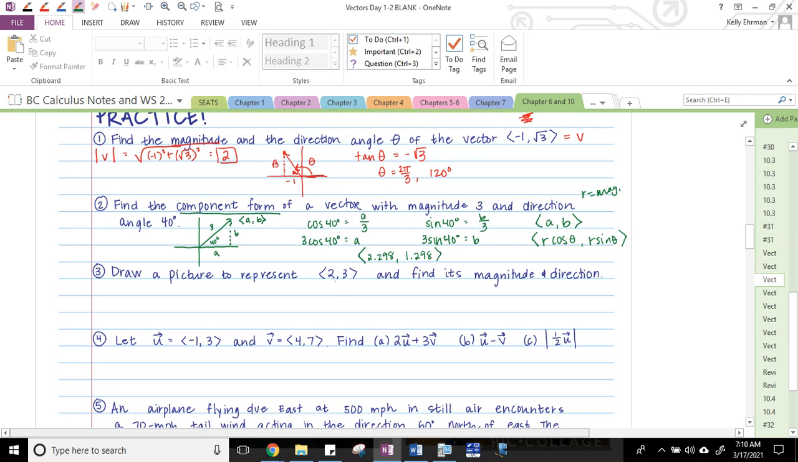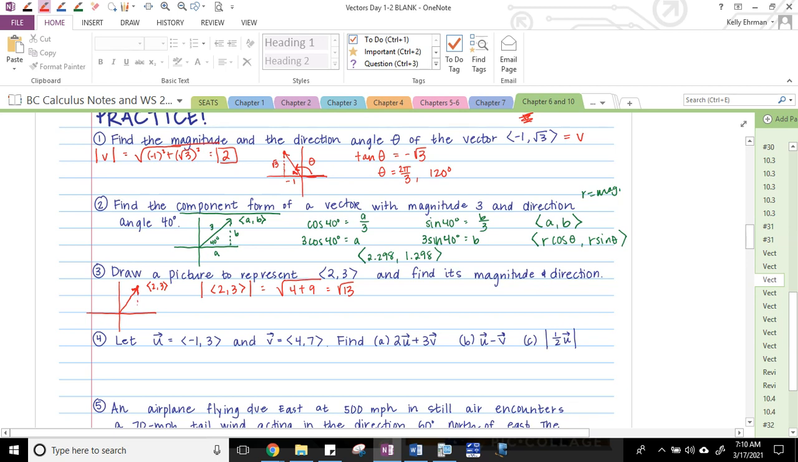All right, draw a picture to represent 2, 3 and find its magnitude and direction. Okay, draw the picture. So you're plotting the point 2, 3 just like you normally would, and then drawing a vector. Make sure you put the arrow in there and label it 2, 3. Find its magnitude and direction. Well, its magnitude, we'll use this notation, the magnitude of 2, 3 is equal to the square root of 2 squared plus 3 squared, square root of 13. Remember, it's like that because you're just saying, what is the distance between the point 2, 3 and 0, 0? You're just doing Pythagorean theorem there.